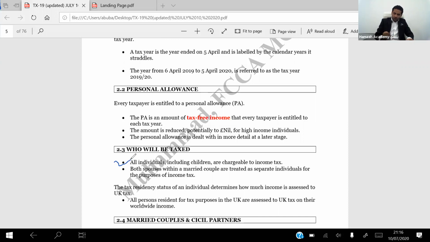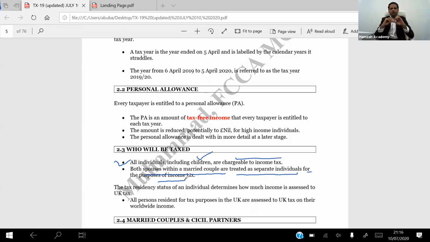All individuals, including children, are chargeable to income tax. Both spouses within a married couple are treated as separate individuals for the purpose of tax. Both, again, individuals. Never think my wife's income is my income or my income is my spouse's income. No, my income is not my child's income. My income is my income. Why? Because for the purpose of tax, they have given me my identity.